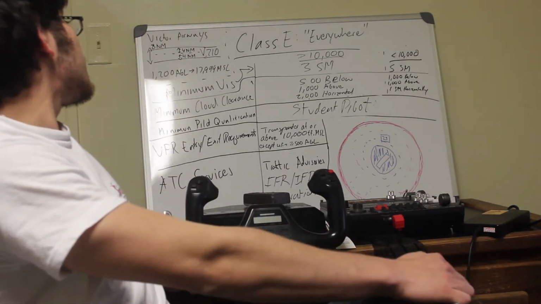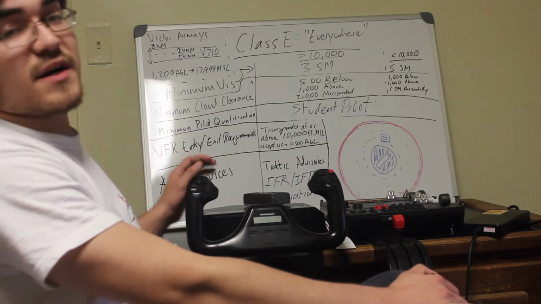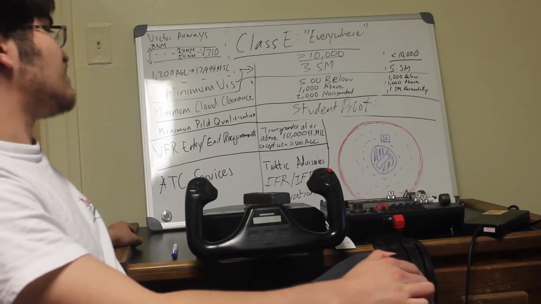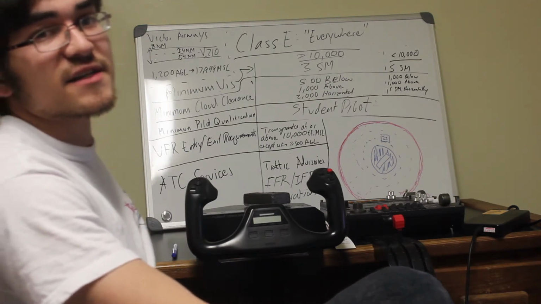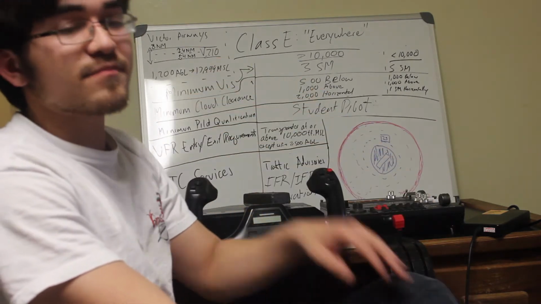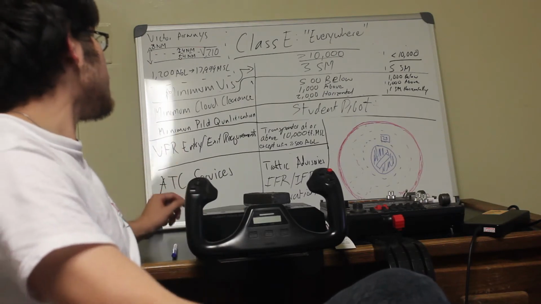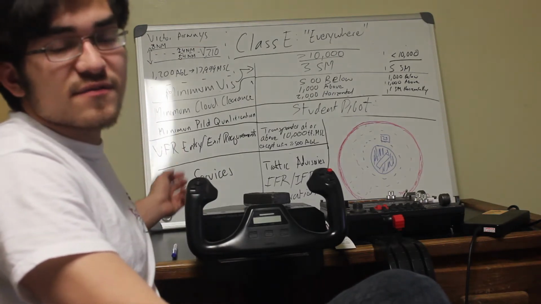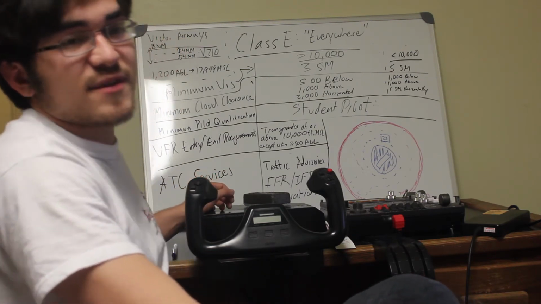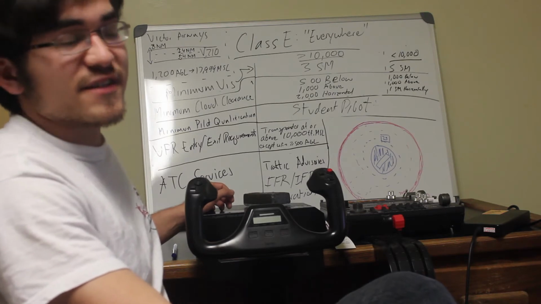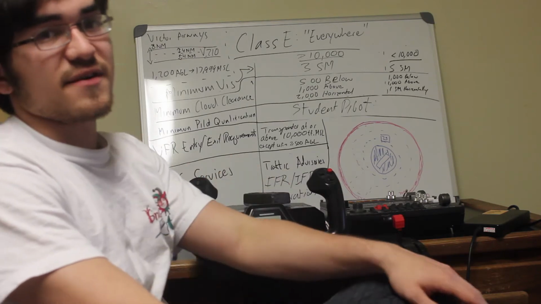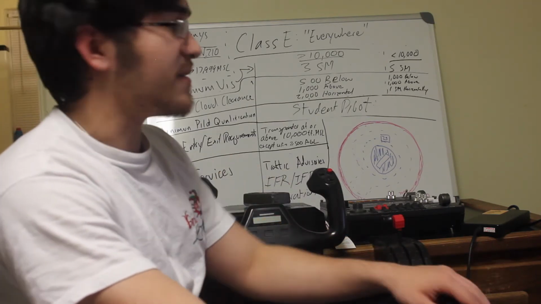Then we're going to go to the minimum pilot qualification: student pilot. That's pretty much it. And VFR entry and exit requirements. There really are none except for one exception, and that's that you must have a transponder at or above 10,000 feet MSL. If we keep going down, ATC services provide traffic advisories, but that's on a workload permitting basis. So if they're busy, they'll just tell you that they're unable at this time, but they also provide IFR separation between the aircraft which are on an IFR flight plan, which you don't have to worry about right now.